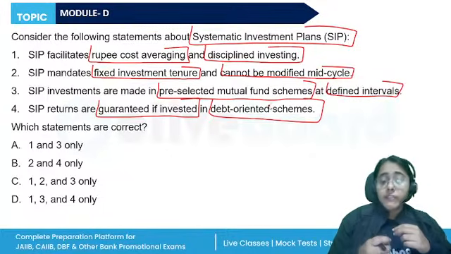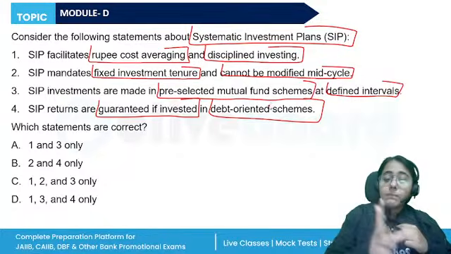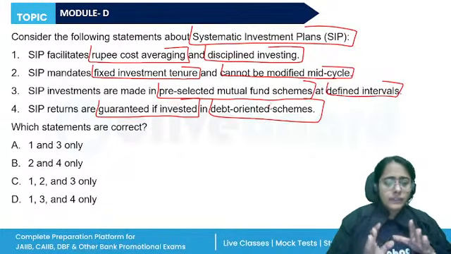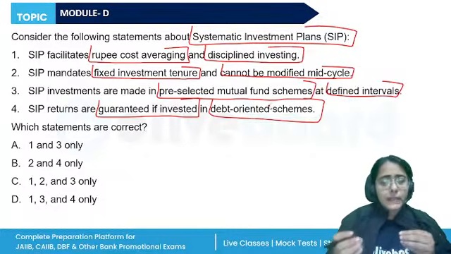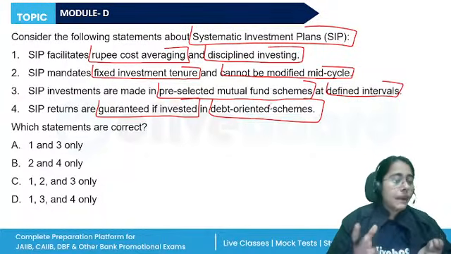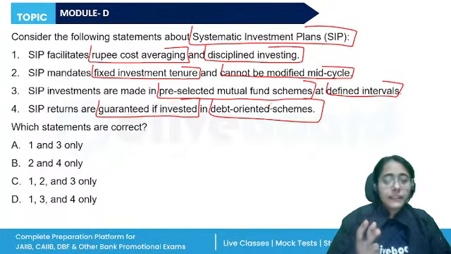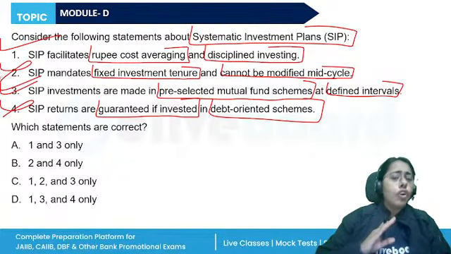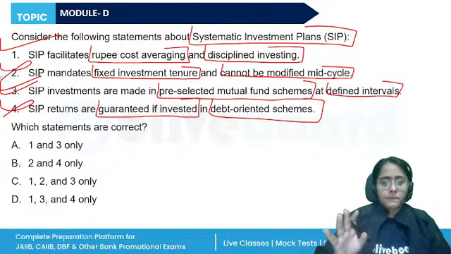If I am the investor, I can invest fixed amounts at regular frequency, every month, every quarter, whatever. So I can invest a fixed sum of money in the selected scheme of a mutual fund at predetermined intervals like monthly, quarterly, etc. Okay, so one is true. It does not come with a fixed investment tenure, pre-selected mutual fund schemes, and the returns are not guaranteed. Returns are not guaranteed anywhere.